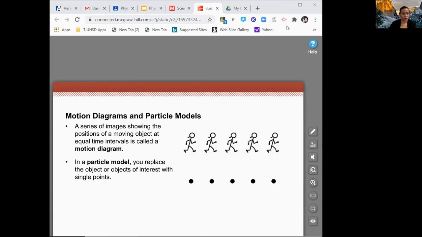Let me stop sharing, just to make sure that I'm sharing the right screen. Okay, so you should see a slide.